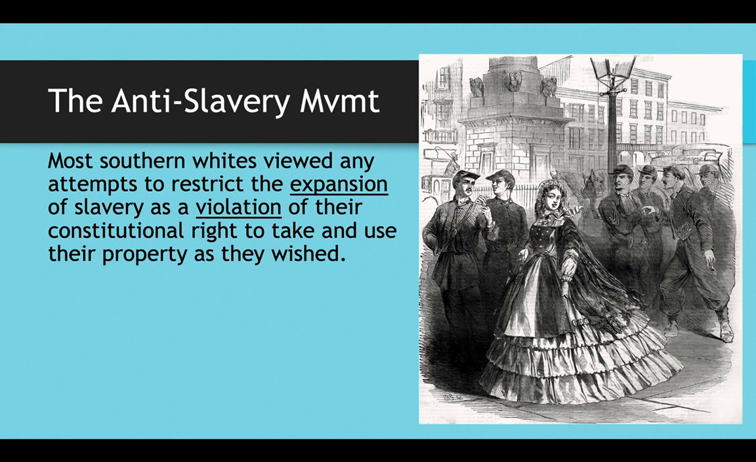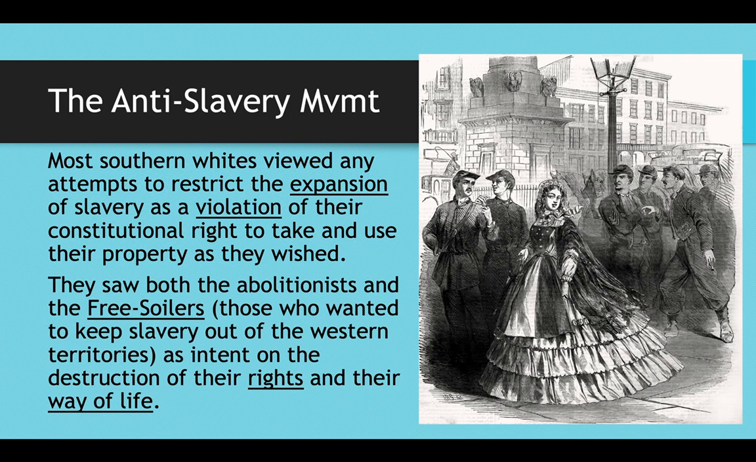Most Southern whites viewed any attempts at all to restrict the expansion of slavery as an outright violation of their constitutional rights. Specifically, they believed they had the constitutional right to take and use their property as they wished. You know, my property, my choice is kind of the mindset that they had, that no one has the right to tell them what they can and can't do with their property. But the point was that the slaves were human beings. They were not property. They were being treated as property.